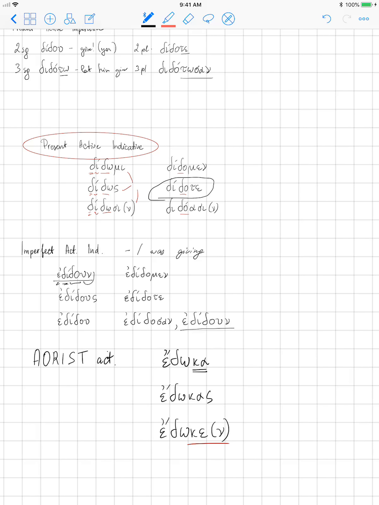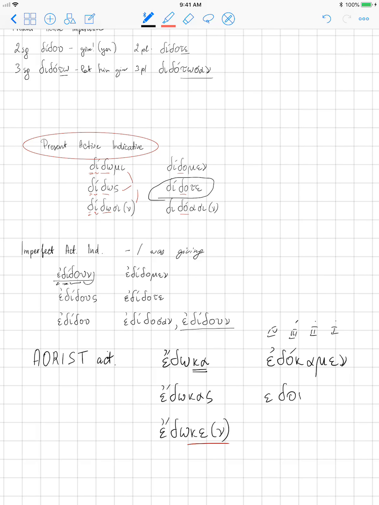Okay, so first plural is edokamen, actually, edokamen. Now, why do you say edokamen and not adokamen? Because there are four syllables, right? And the accent cannot go further than the third syllable. Okay, fun fact.